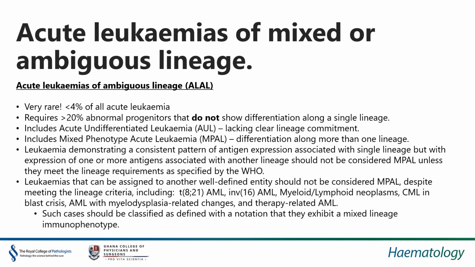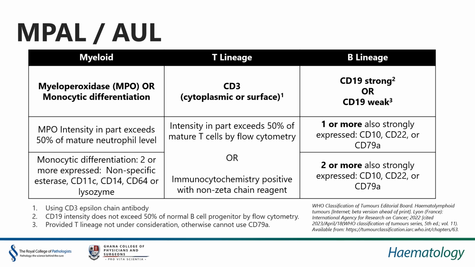which is how we can define cases of mixed phenotype acute leukemia. So we know that for the T lineage, expression of CD3 is the hallmark of the T lineage, either in the cytoplasm or less frequently on the cell surface. And a higher level expression is more strongly associated with T lineage, so an expression exceeding greater than 50% that seen on normal mature T cells should be seen in a proportion of the leukemic cells.